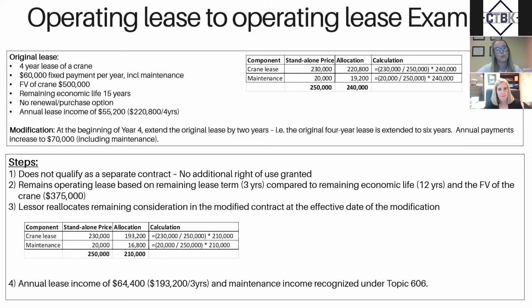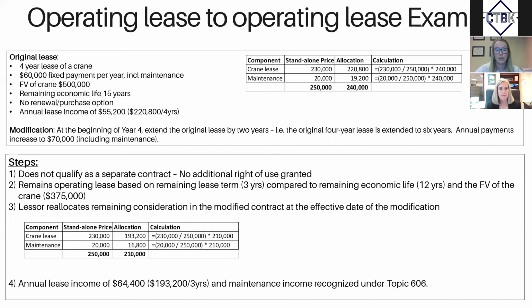which is reassessing the classification based on the modified terms. Here, based on the modified terms, there was nothing changed that would make this lease become either a sales type lease or direct financing lease. The lease term isn't a majority of the remaining life, and same with the present value. It's not substantially all the fair value. So it's going to remain an operating lease, and then you know what type of accounting to apply.